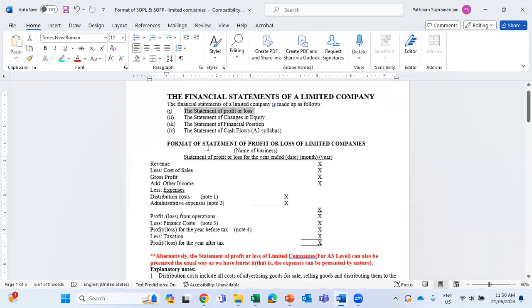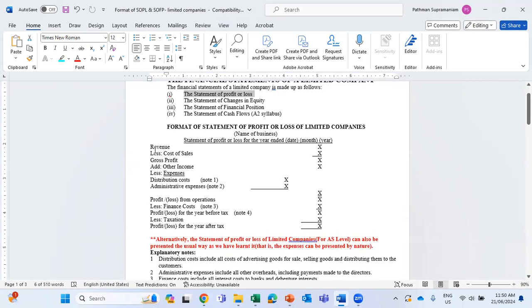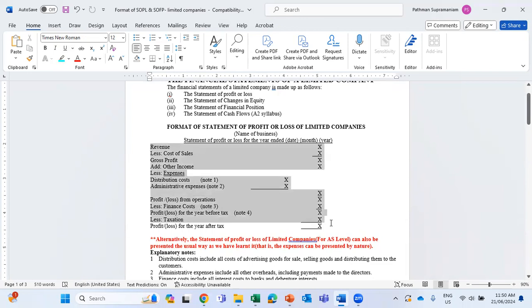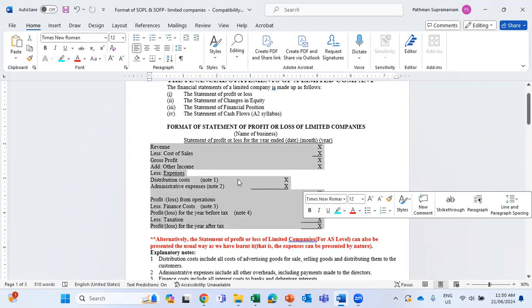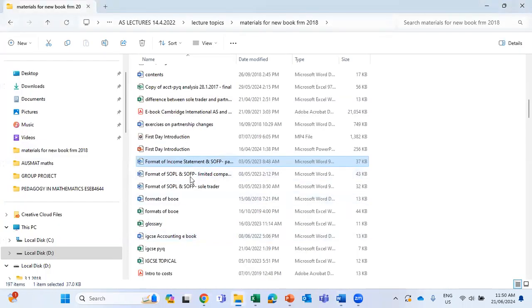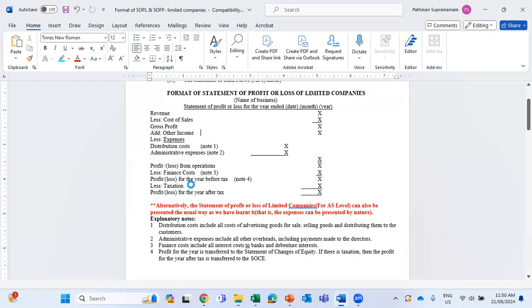But this format here that you're looking at is in a compressed form. Okay. This format usually comes about more often in A2. In AS, you might or you might not. So you see here, everything is very summarized, right? Let me call out the sole trader.